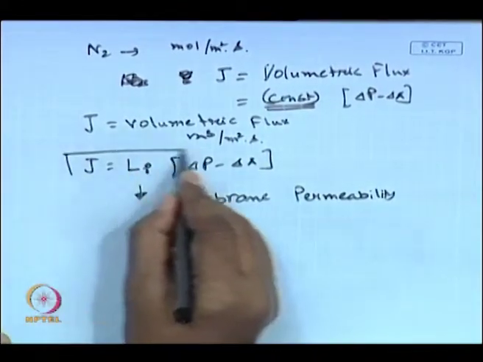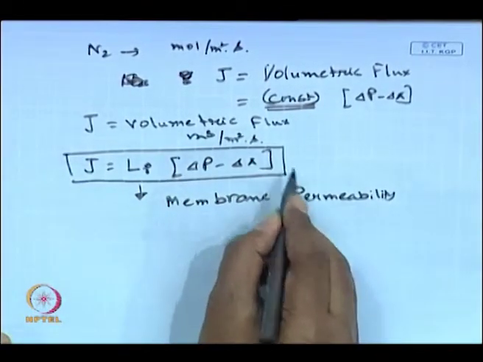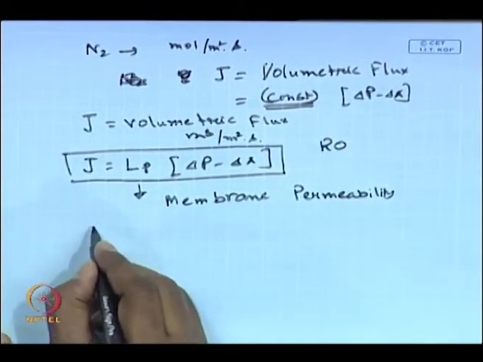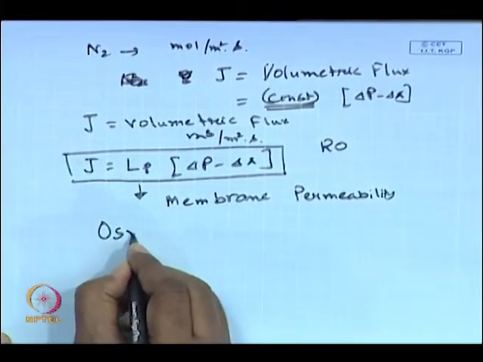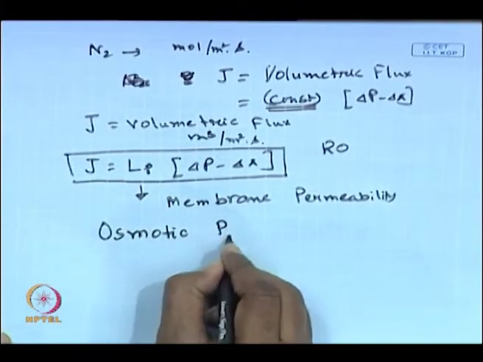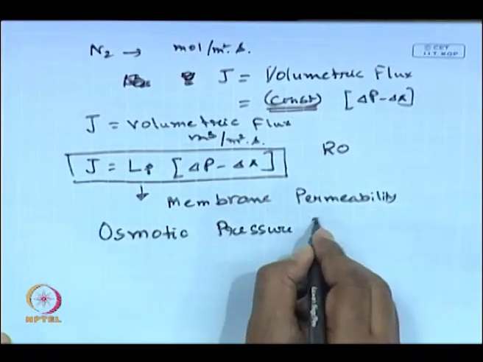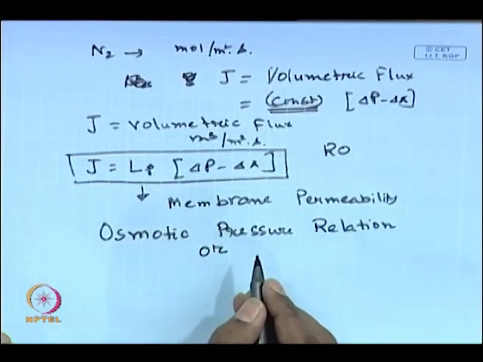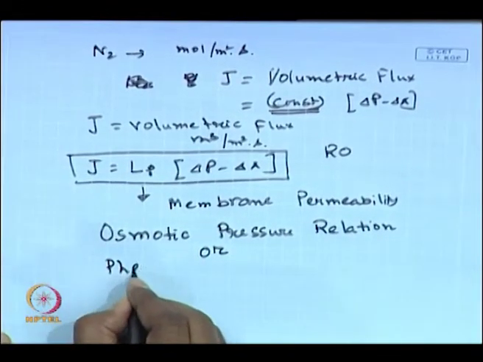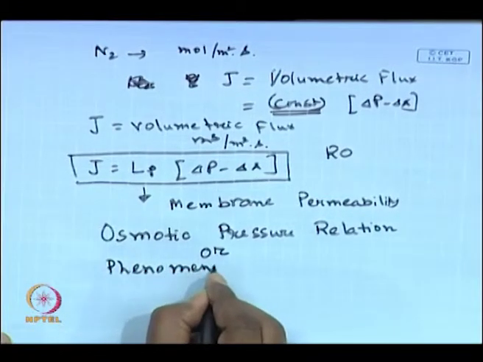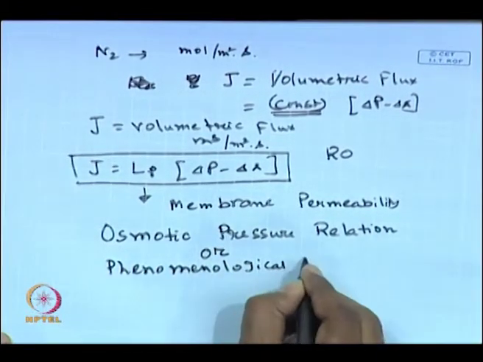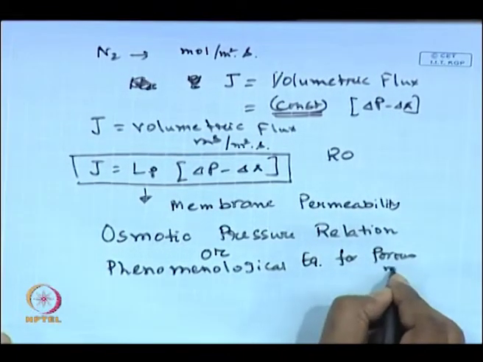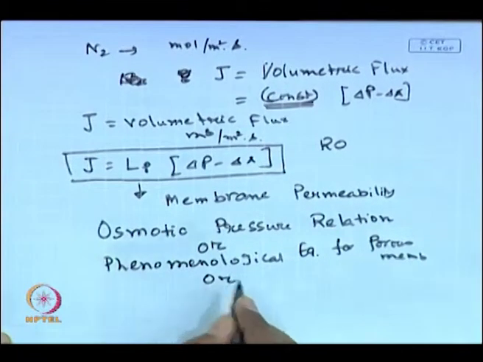So, this relation gives the solvent flux in case of reverse osmosis through the membrane, and this is known as the osmotic pressure relationship, or phenomenological equation for porous membranes. It has another name, Darcy's law.